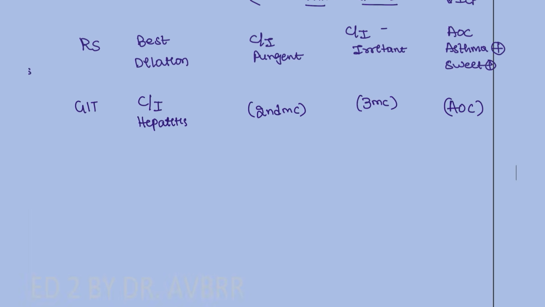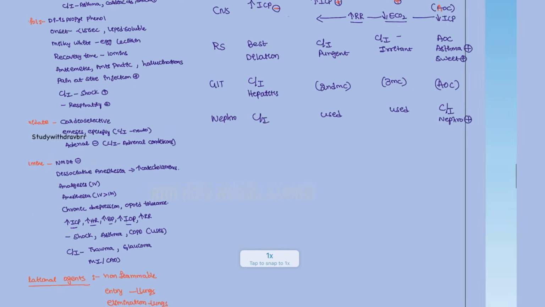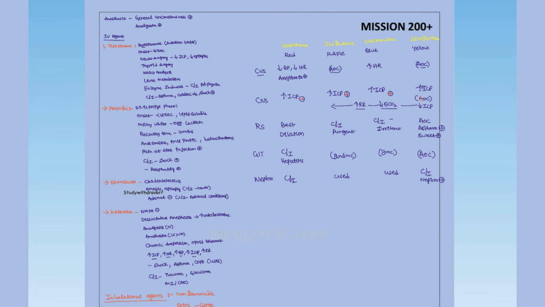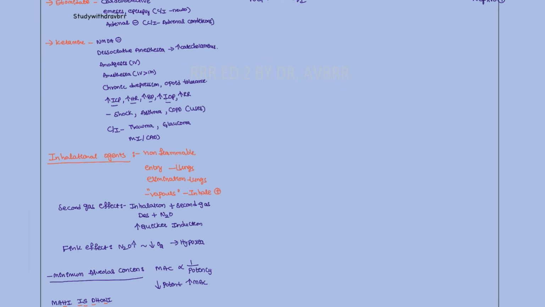Next, the last one, nephrotoxicity. The one with the maximum nephrotoxicity is absolutely contraindicated. This one is also decreased because it decreases the renal blood flow in patients. So isoflurane and desflurane are used. Isoflurane and desflurane can be used for nephro patients, right? These are the important points that you have to remember for the inhalational agents. These points are commonly asked in the examination.